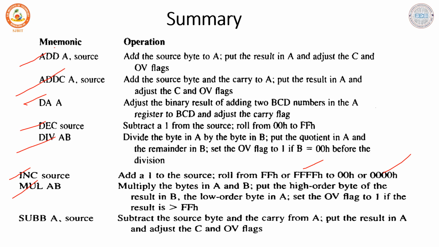Then we have MUL AB. We are performing the multiplication of the contents of A and B, where the result is stored with the lower byte in the accumulator and the higher byte in the B register. And we set the overflow flag if the result exceeds the value FF. Then we have seen the subtraction operation, where we subtract the content of the source along with the carry from the content of the accumulator, and the result is stored in the accumulator. Basically we adjust the carry and overflow flags with respect to addition and subtraction. Almost all the arithmetic operations will affect the flags.